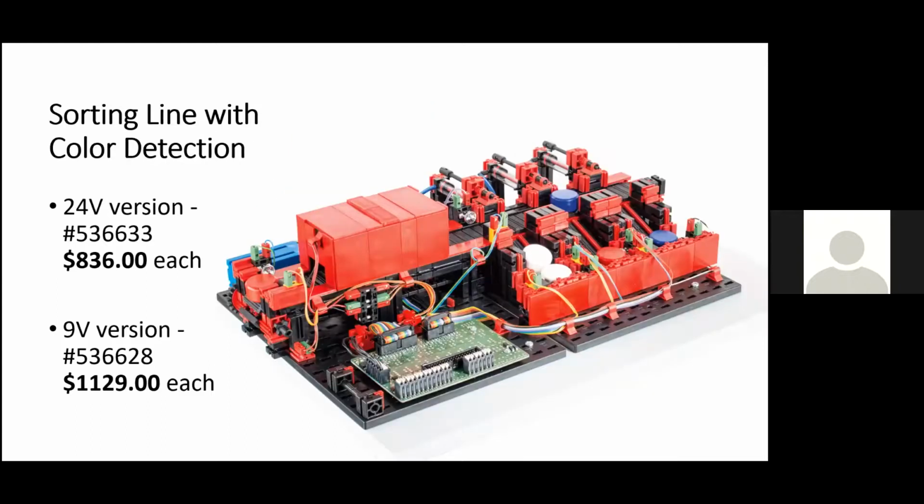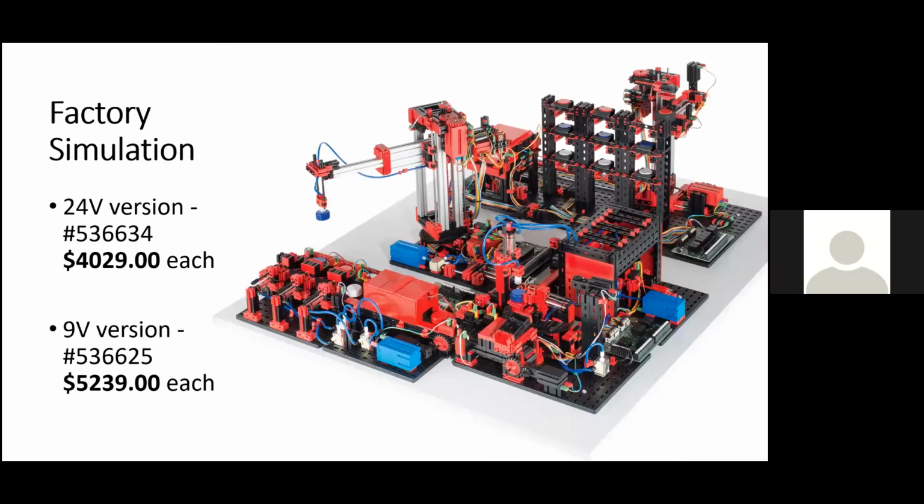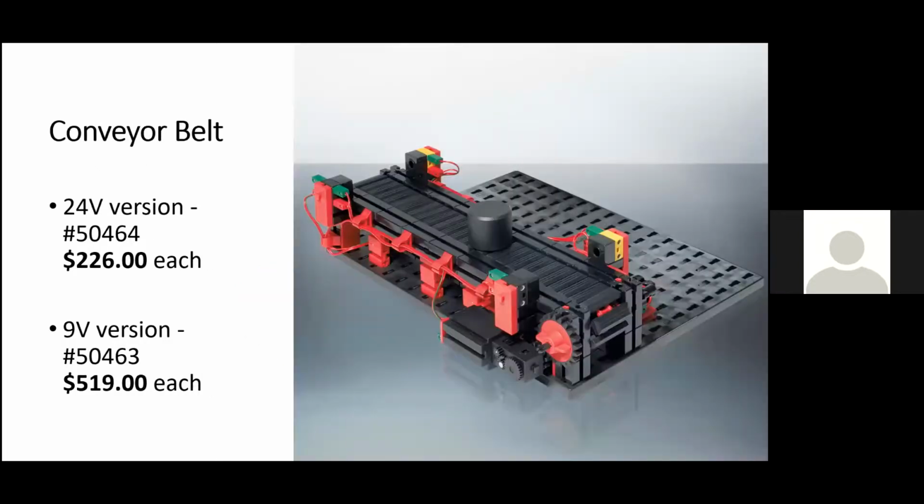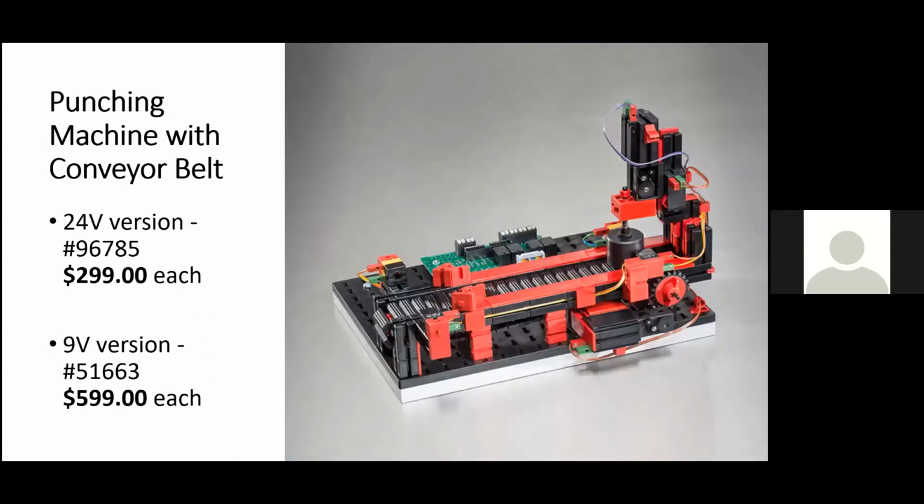The sorting line with color detection in the 24-volt version, $836 per unit. The 9-volt version with the TXT controller is $1,129. The full factory simulation in the 24-volt version, $4,029. The 9-volt version with the TXT controllers is $5,239. The conveyor belt in the 24-volt version requiring PLC, $226. The 9-volt version, $519.